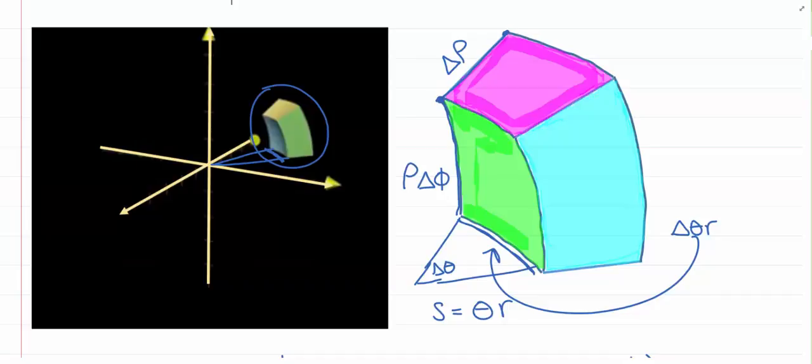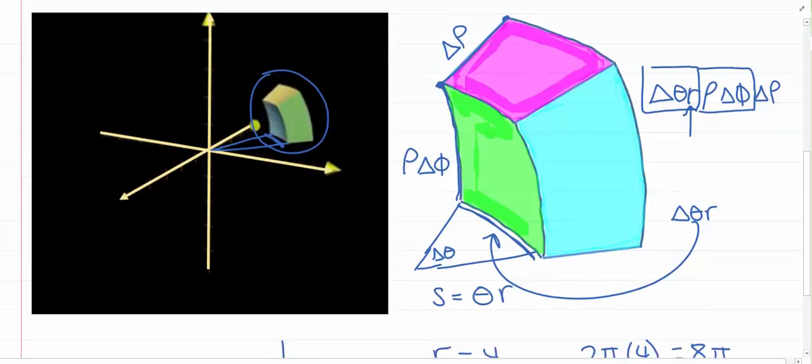Now, if we wanted to calculate the volume of this thing, we could do this. We could say, I'm going to take delta theta r, and then times rho delta phi times delta rho. And this kind of looks like a way that we could get an idea about the volume of that thing. But here's part of the problem. We've got an r in here, and the r really doesn't belong in spherical coordinates. So let's see what we can do with that.